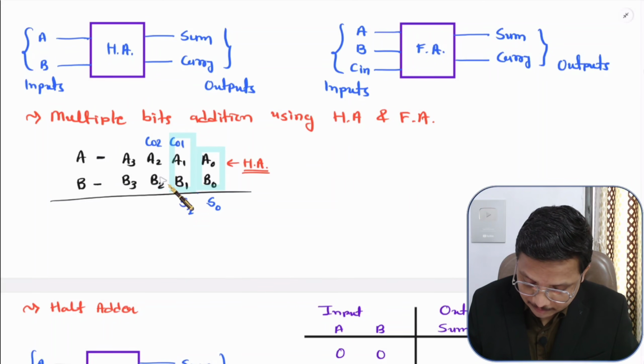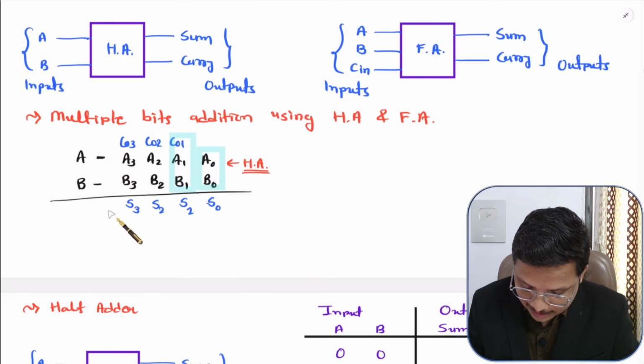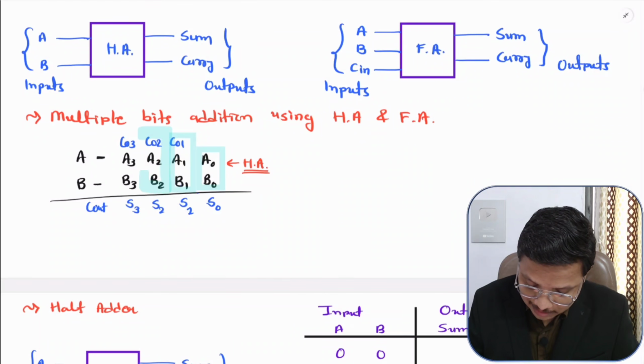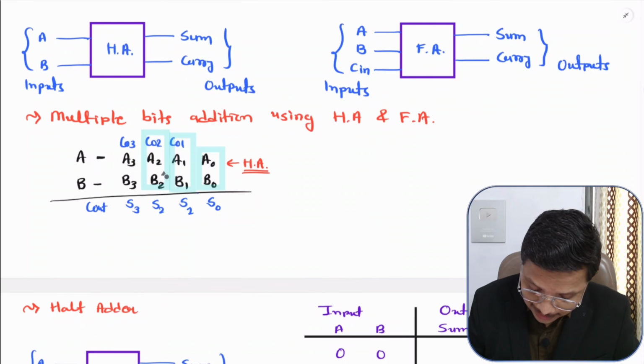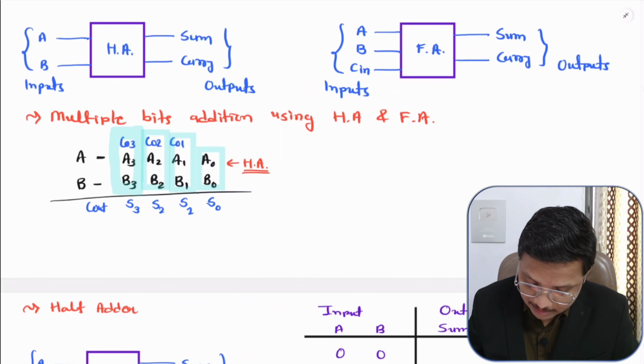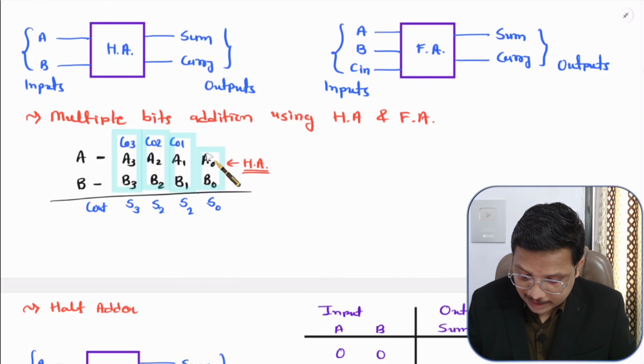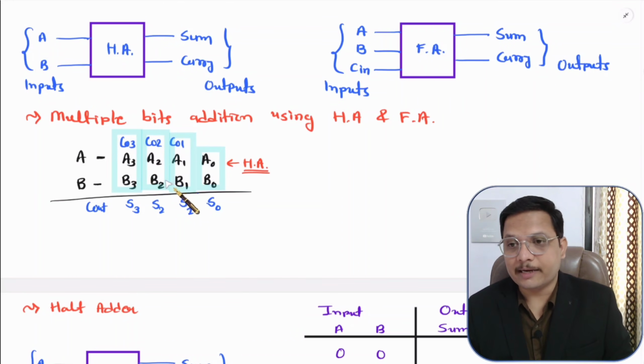Now for further addition, sum will be S2 and carry will be C03. Further addition will have sum S3 and the final carry, that is C out. So my dear students, this addition is similar to full adder addition, and this addition is also similar to full adder addition. If you observe one thing carefully, one half adder is used for 4 bits addition and 3 full adders are used.